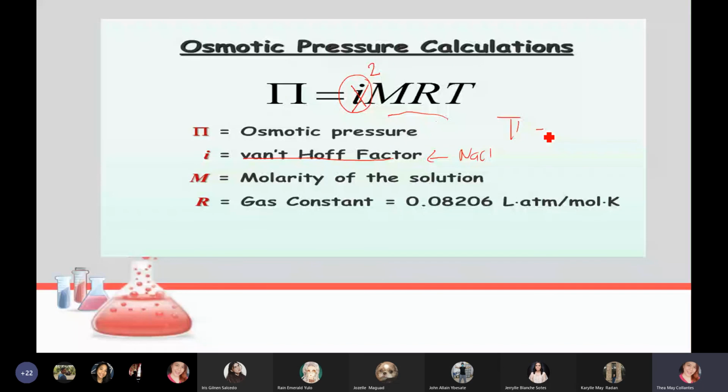So okay, guys, we will not use i. This is still related. The R is still the same as in your gas law because it still talks about pressure. So discover from your givens what you should use. The molarity of the solution, you know how to get it already, and the temperature, since R is in Kelvin, do not forget to convert into Kelvin. So that would be it for our colligative properties.